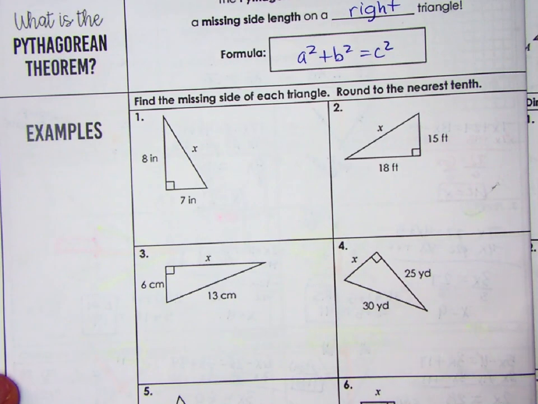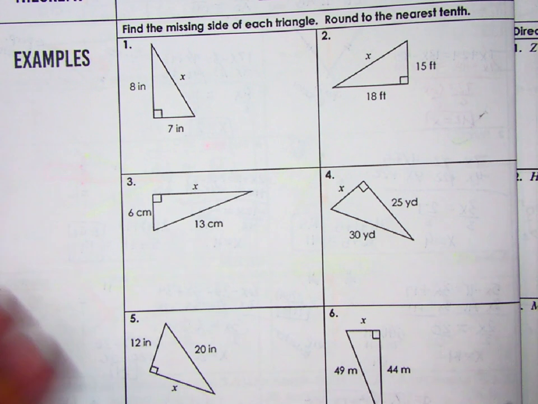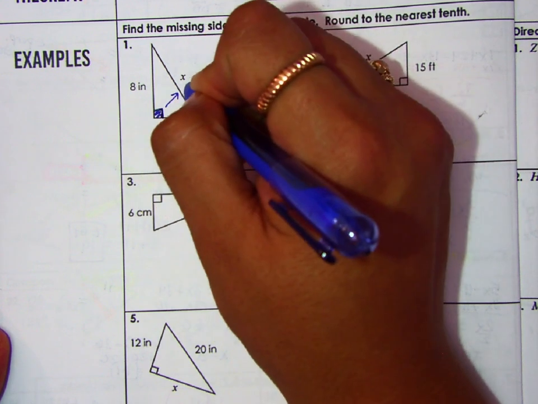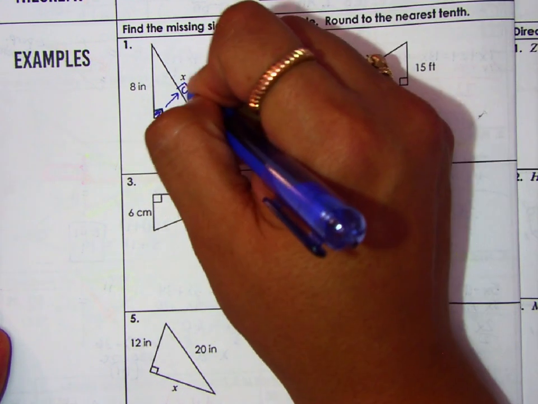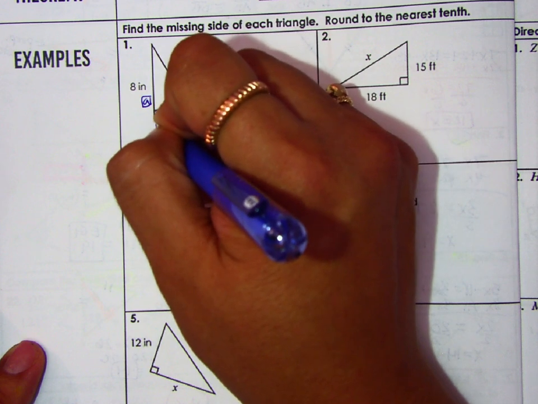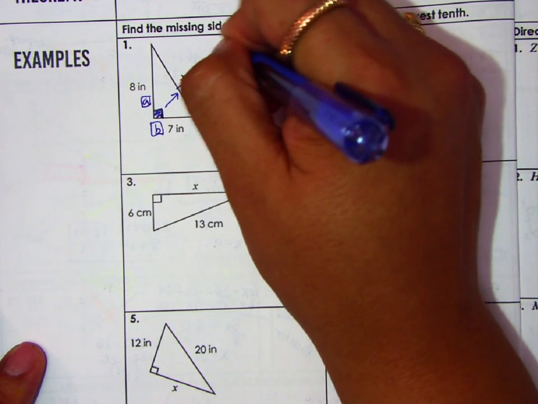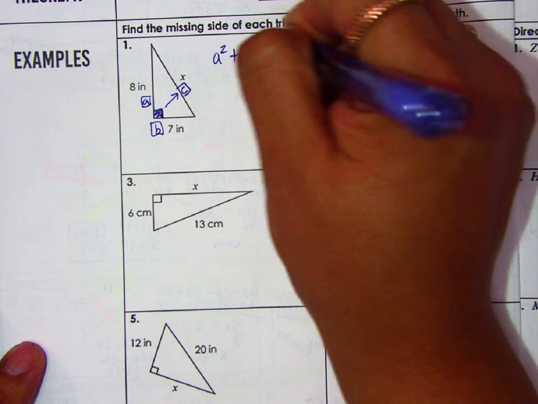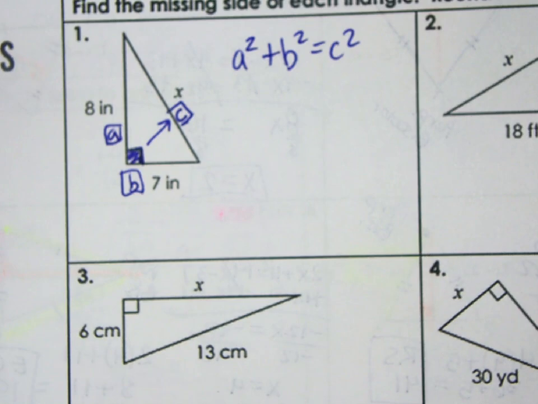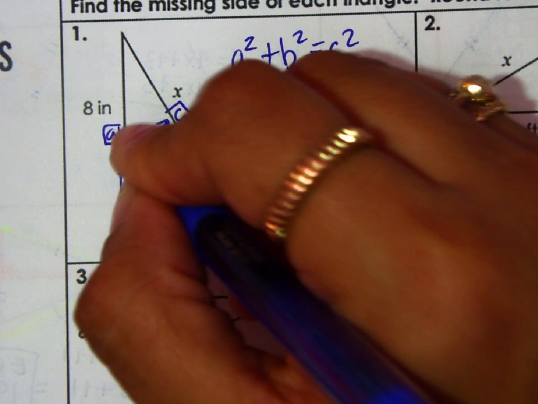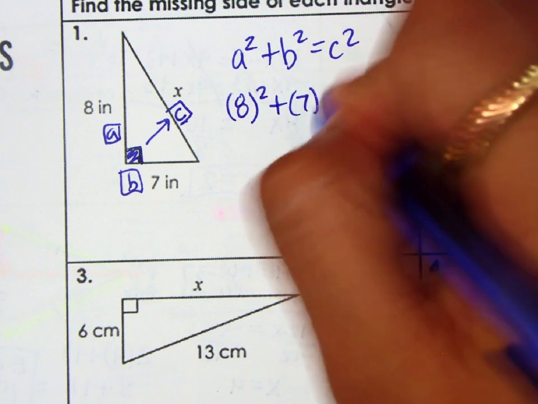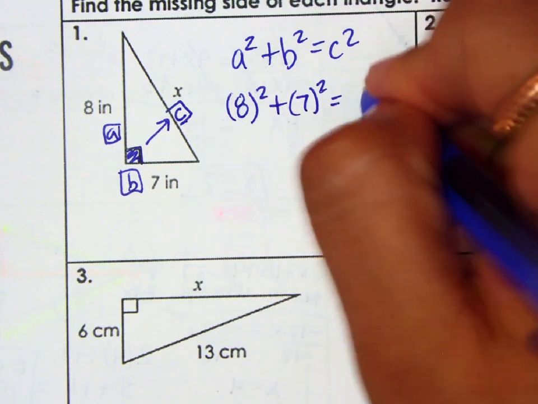Let's go ahead and do these 6 examples so you can review that. So you start by identifying your 90-degree, and across from that is your hypotenuse. So that's your C value. Attached to the 90-degree is your A and B. So start by writing the formula a squared plus b squared equals c squared. And then next you're going to fill in the numbers that you have for these side lengths. So we have A as an 8, and then we have 7 as a B, and then we have X as a C.